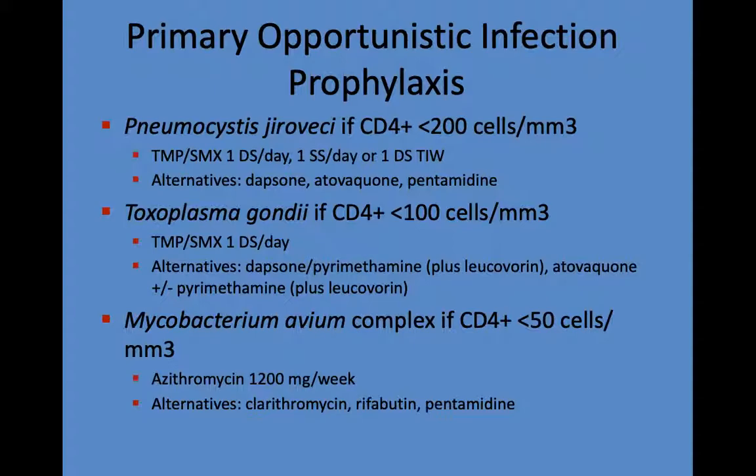If your patient goes under 100, you're going to give them Bactrim once a day also, for toxoplasmosis. If your patient's CD4 count goes under 50, you've got to prophylactically treat for Mycobacterium avium, or MAC, with azithromycin 1,200 milligrams a week, with alternatives listed below. Now, if your patient's CD4 count goes back up, which it can with adherent treatment, you can take them off that antibiotic at that point.